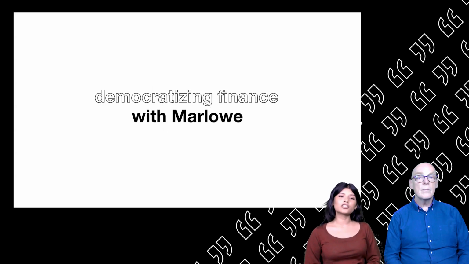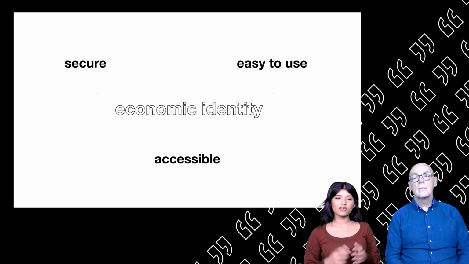With Marlowe, our vision is to democratize finance, and we're doing so by facilitating peer-to-peer agreements between any parties that want to interact with each other via financial agreement. So that's our vision for Marlowe, and we're doing so in many different ways. Some of the key foundations for Marlowe is that it is secure, it is easy to use, and we also want to focus on accessibility.